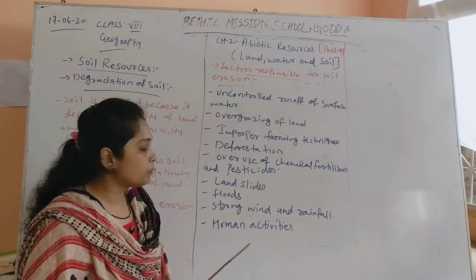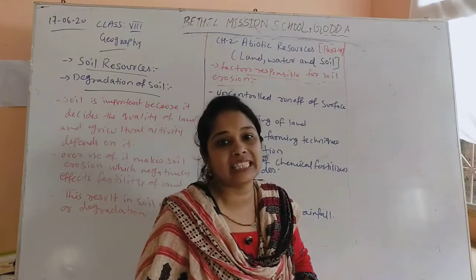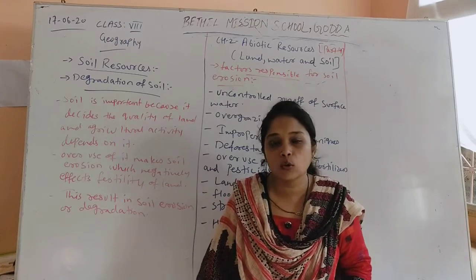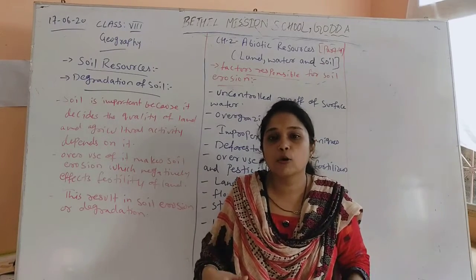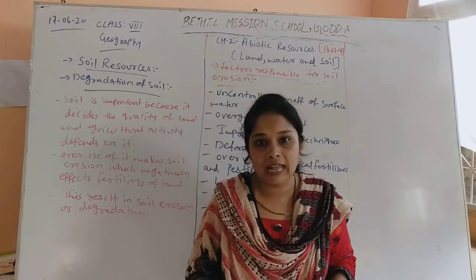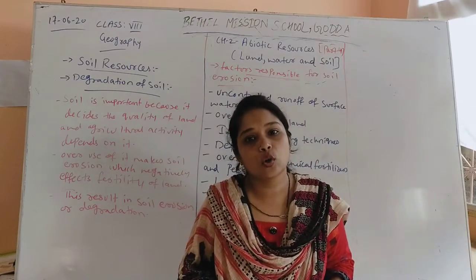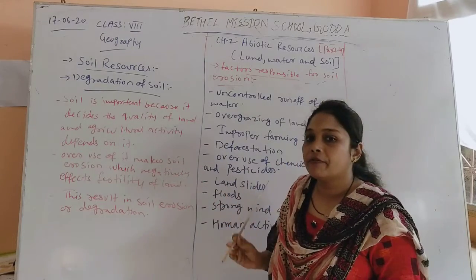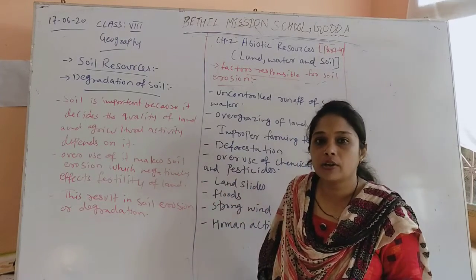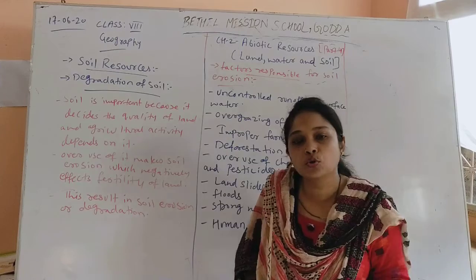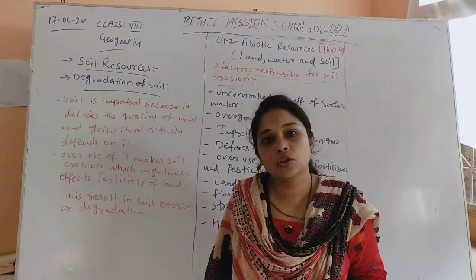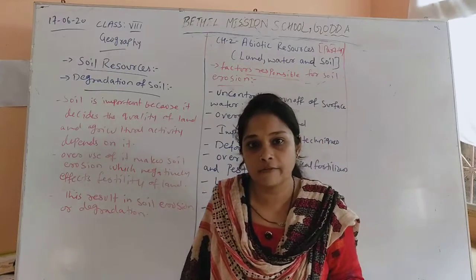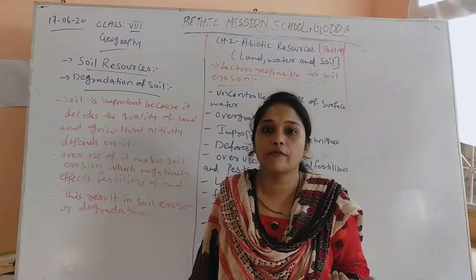And the last one is human activities. There are many human activities, like making roads, houses and buildings, for which we are cutting down the trees. We have commercial activities through which we are overusing the land, and this overusing of land also affects the quality of soil. So these are the different factors which affect the quality of land and contribute towards soil erosion or soil degradation. I hope you understand this. Now the next topic is soil conservation, or how we can conserve the soil from degradation.